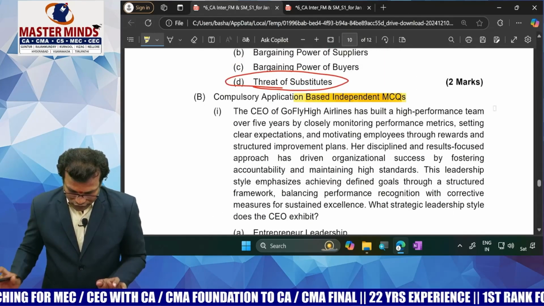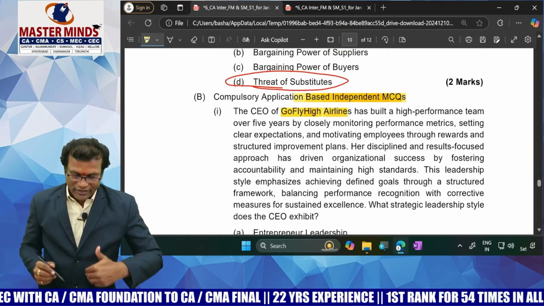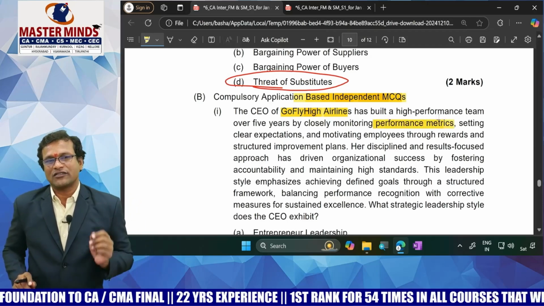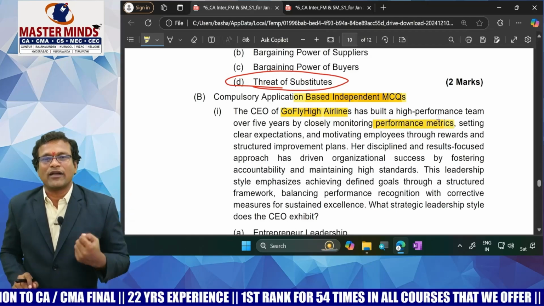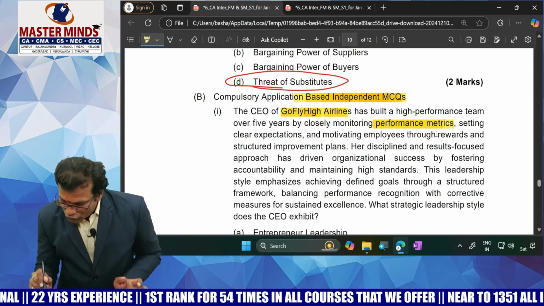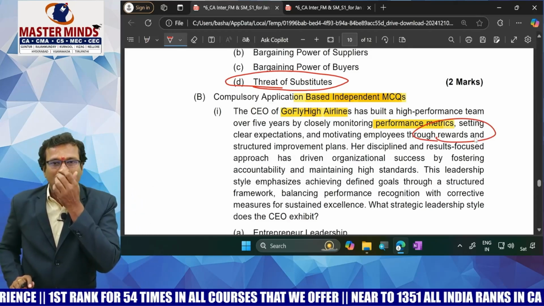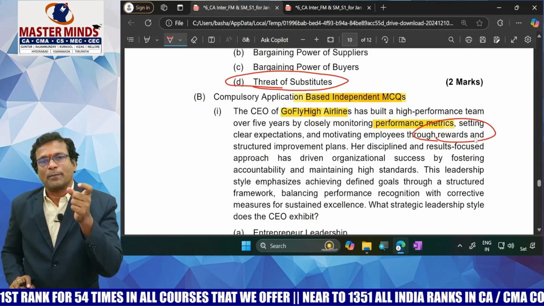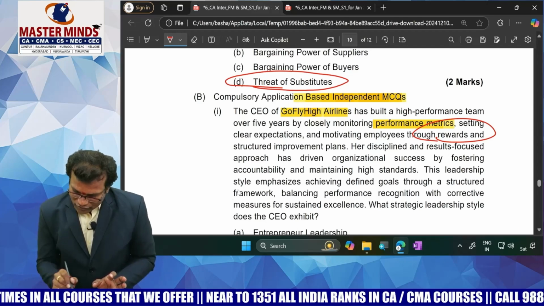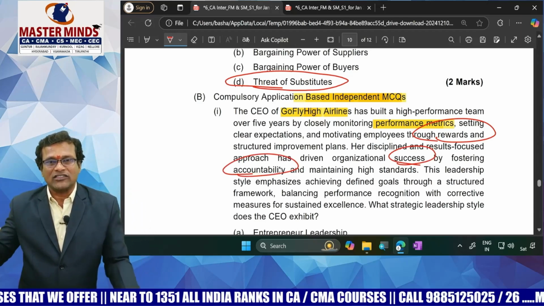The CEO of so and so Go Fly High Airlines has built a high performance team over 5 years by closely monitoring performance metrics. How you are trying to satisfy your customers, what is your net profit, what is your return on capital employed. These are examples of performance metrics. Setting clear expectations and trying to motivate employees through, look at this beautiful word, rewards. If you work well, you will get some rewards. This is the psychology, the philosophy or thought pattern of leadership in that organization, right? And the discipline and results focused approach has driven some success, right? Improving their accountability, and they are trying to maintain high standards, right?